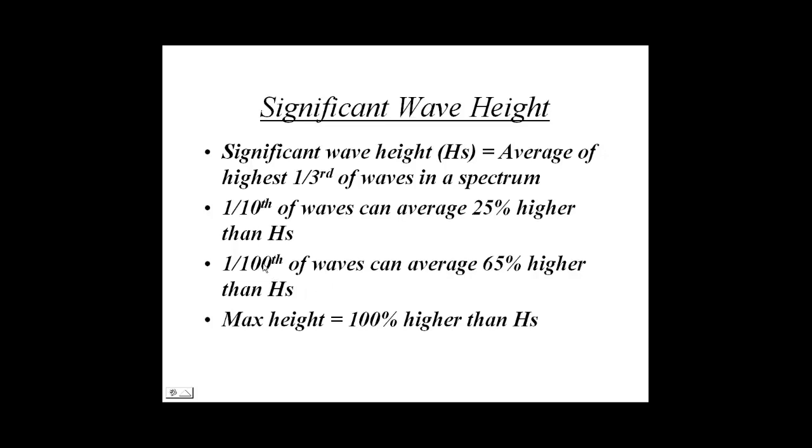Now let's just think about that. If you have a 6-second wave train, that means there are 10 waves per minute. That means that every 10 minutes you can expect a wave 65% higher than the significant wave height forecast. And the maximum height can be 100% higher. It can be double the significant wave height.